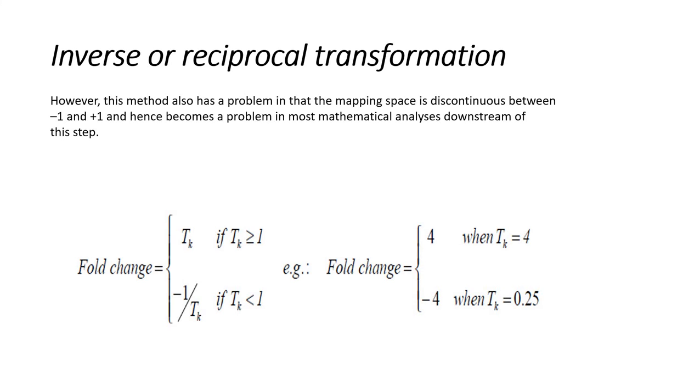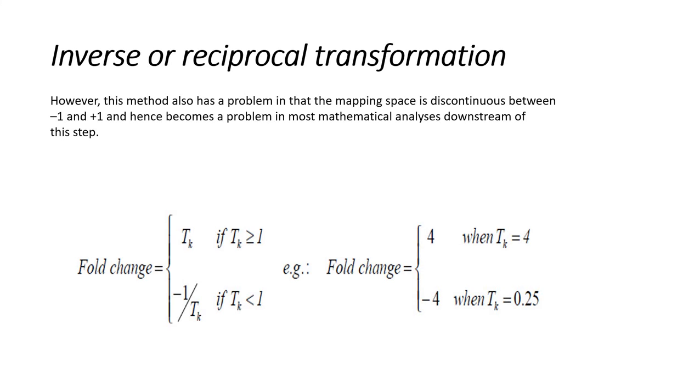Now if the ratio is -1 by TK, if TK is less than 1, that will be mapped below 0, but it will not go beyond -1. So in the up regulation, it will not go beyond the value of 1, so the value will not be greater than 1. And for the down regulation, the value will not go below -1.